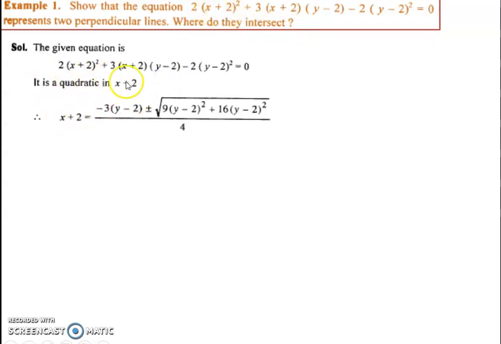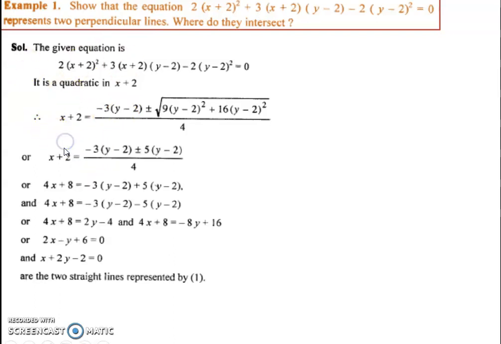So this is a quadratic equation in x plus 2, and we use minus b plus minus square root of b square minus 4ac by 2a, and on simplifying this we got x plus 2 equal to this. Multiply by 4 on this side, 4x plus 8 is equal to minus 3 into (y minus 2), once taking plus and second time taking minus. When we simplify we got two equations. One equation is 2x minus y plus 6 is equal to 0, and the second equation is x plus 2y minus 2 is equal to 0. These are the two straight lines represented by the given equation.